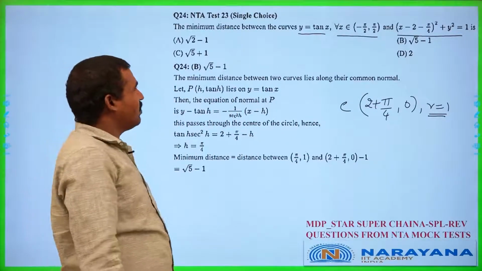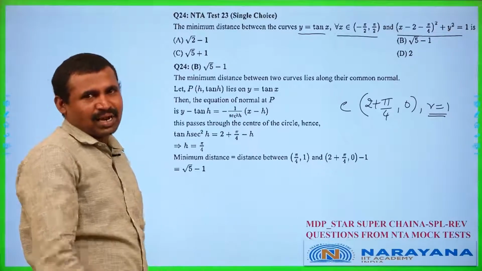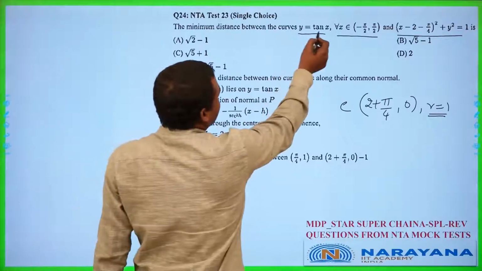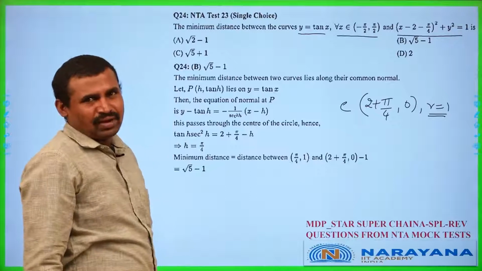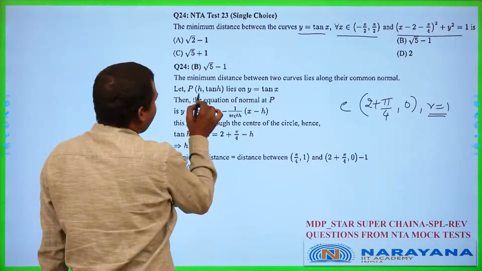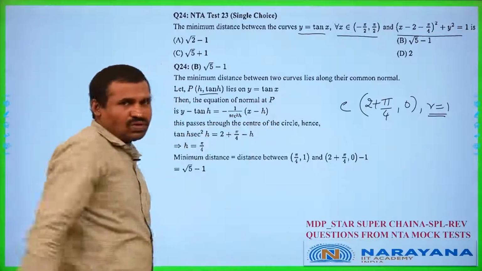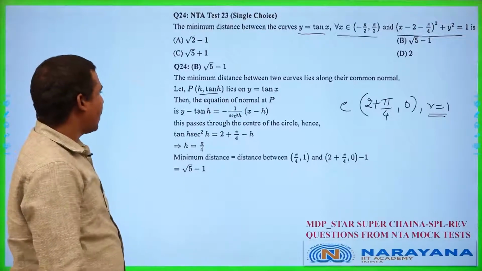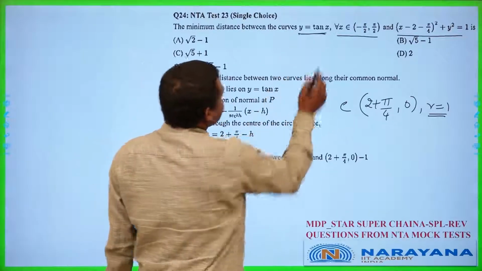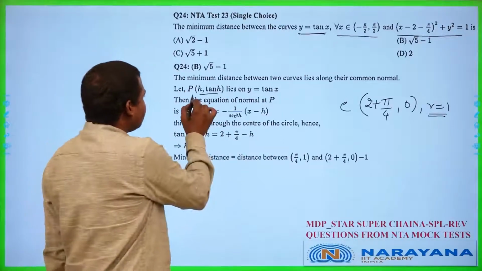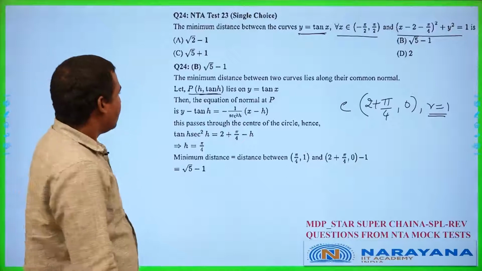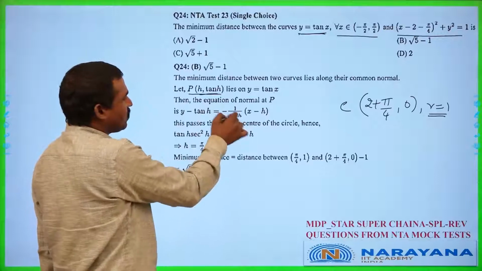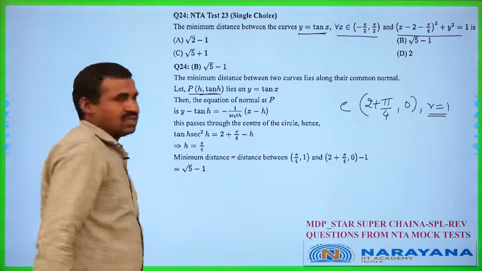We know that the minimum distance between two curves is always possible along their common normal. So, let us find the normal to y is equal to tan x at an arbitrary point. Let us take that point to be h comma tan h. If we take x is equal to h, then y is equal to tan h. So, P is equal to h comma tan h. Then the equation of the normal to the curve y is equal to tan x at P is y minus tan h, y minus y1 is equal to slope, and the slope is minus 1 by secant square h, into x minus h.